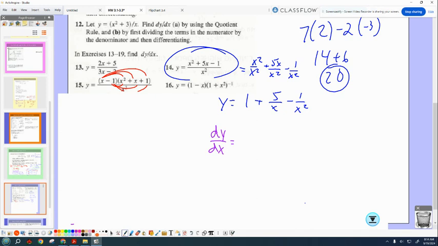0 plus 5/2. Is that 5 over x to the second? Multiply by the power, what is the power that's on it in the first place? -1, so negative. And then positive, and then 2 over x to the third. Yeah. Okay.